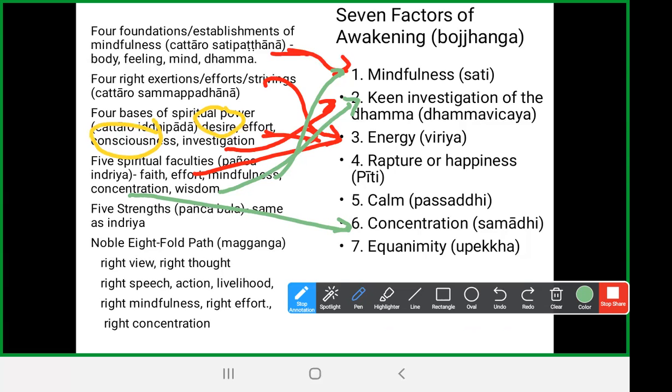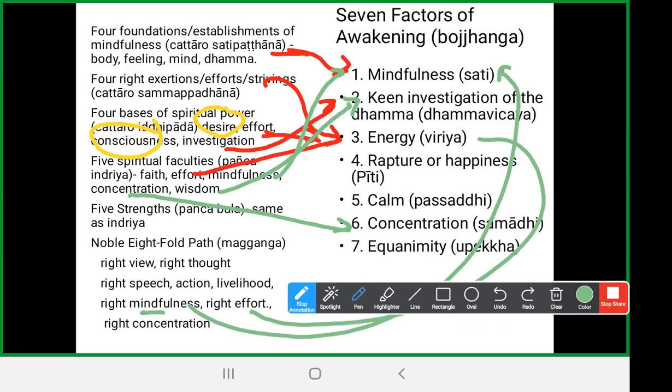Okay, we could start with the simple ones. Right mindfulness. Where does it go? Mindfulness is mindfulness, right? Yeah. Effort, energy. Okay. Concentration, concentration. Okay, all right. So about right view and right thought. In the Eightfold Path, right view and right thought belong to which group? Sila, Samadhi, Panya, which group? Panya. Okay.